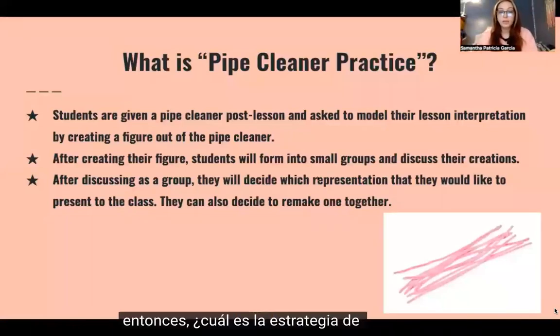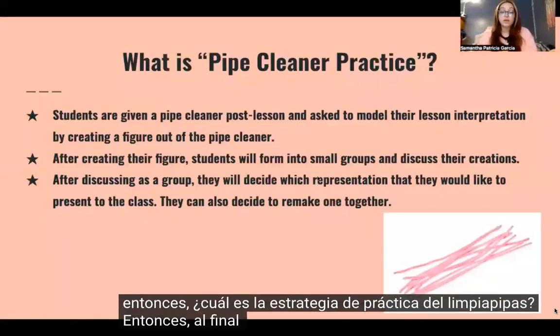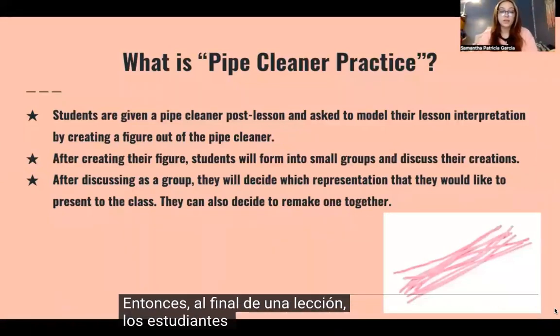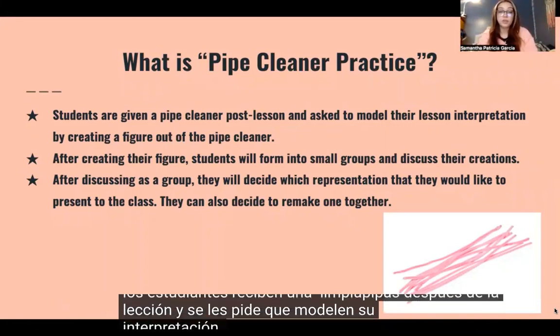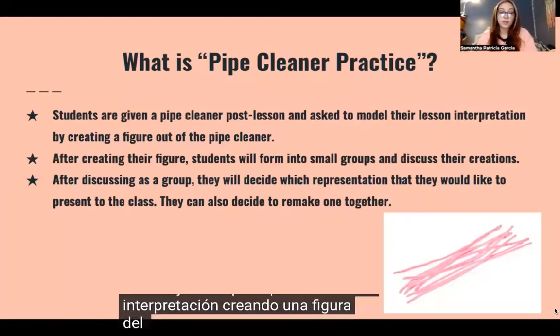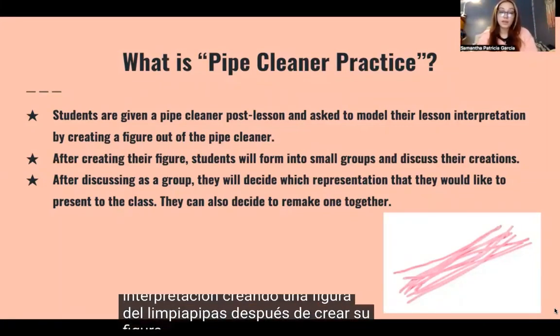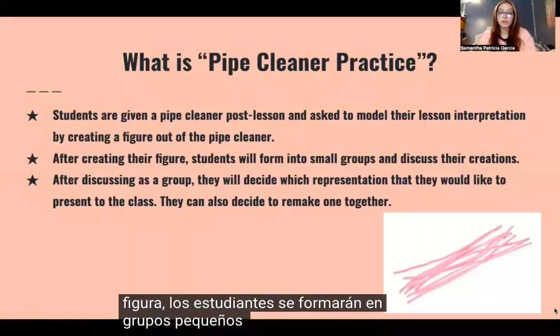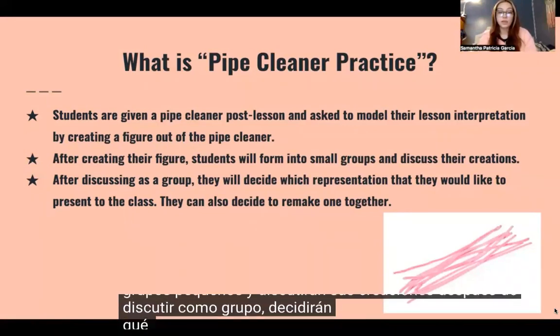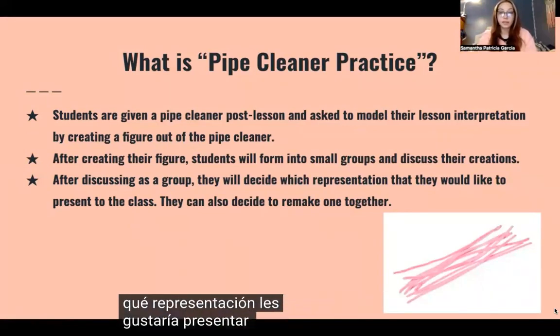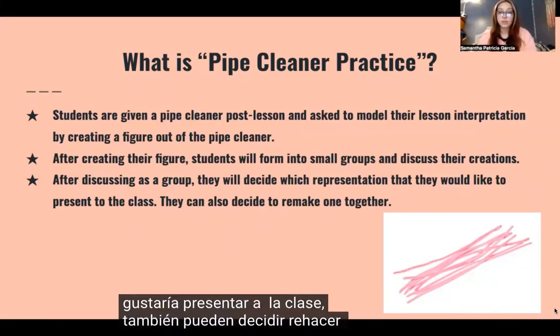So, what is the pipe cleaner practice strategy? At the end of a lesson, students are given a pipe cleaner post lesson and asked to model their interpretation by creating a figure out of the pipe cleaner. After creating their figure, students will form into small groups and discuss their creations. After discussing as a group, they will decide which representation they would like to present to the class. They can also decide to remake one together.